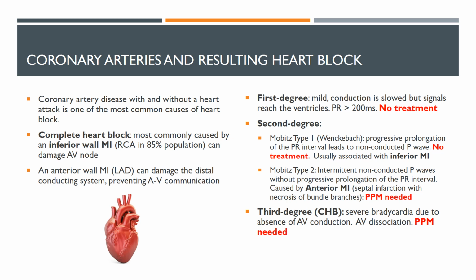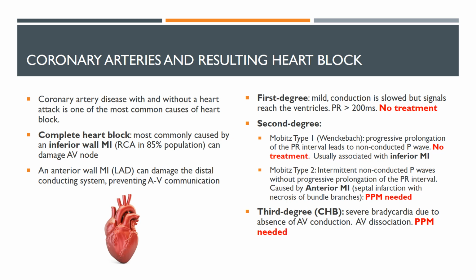For second degree heart block, there are 2 types. So Mobitz type 1, which is Wenckebach, and Mobitz type 2. For Mobitz type 1, you have a progressive prolongation of the PR interval, which leads to a non-conductive P wave. Usually no treatment is needed, and this one is associated with an inferior MI. For Mobitz type 2, you have intermittent non-conductive P waves without the progressive prolongation of the PR interval. This one's usually caused by an anterior MI, and these patients need a permanent pacemaker placed.